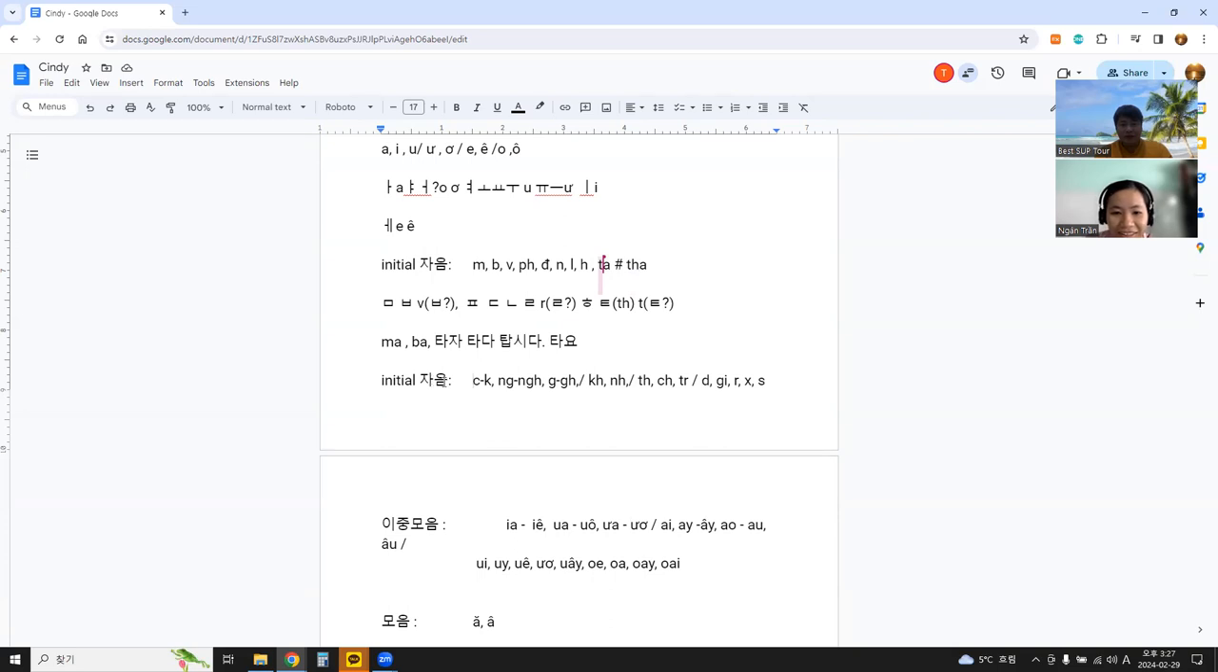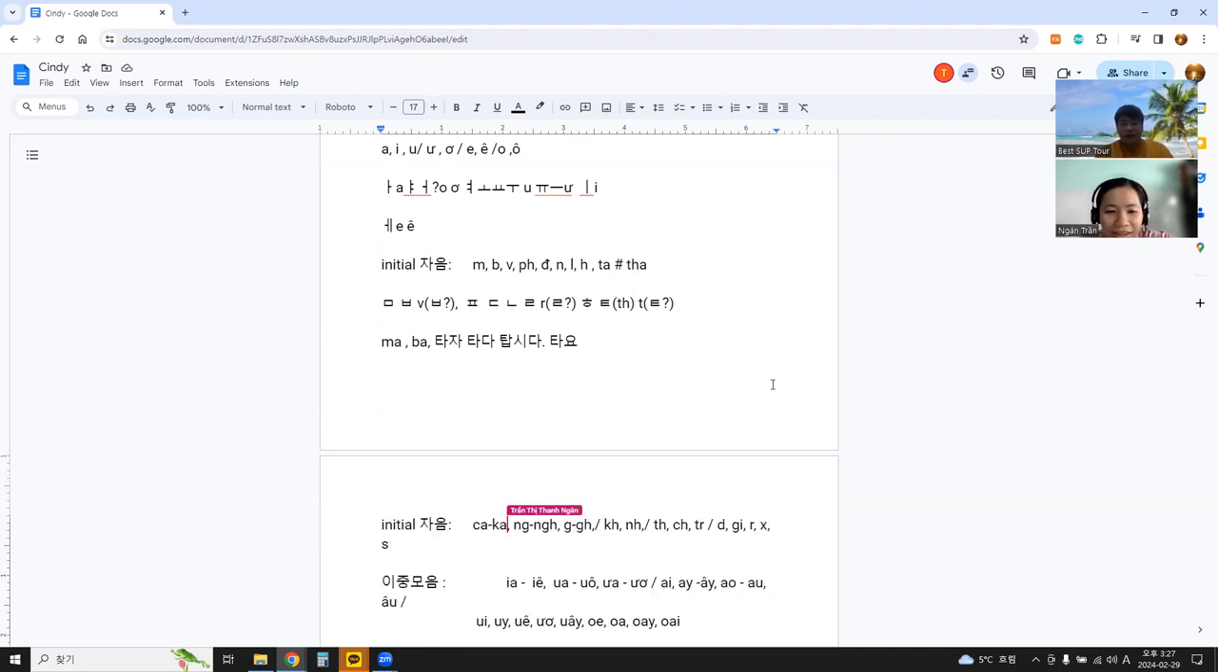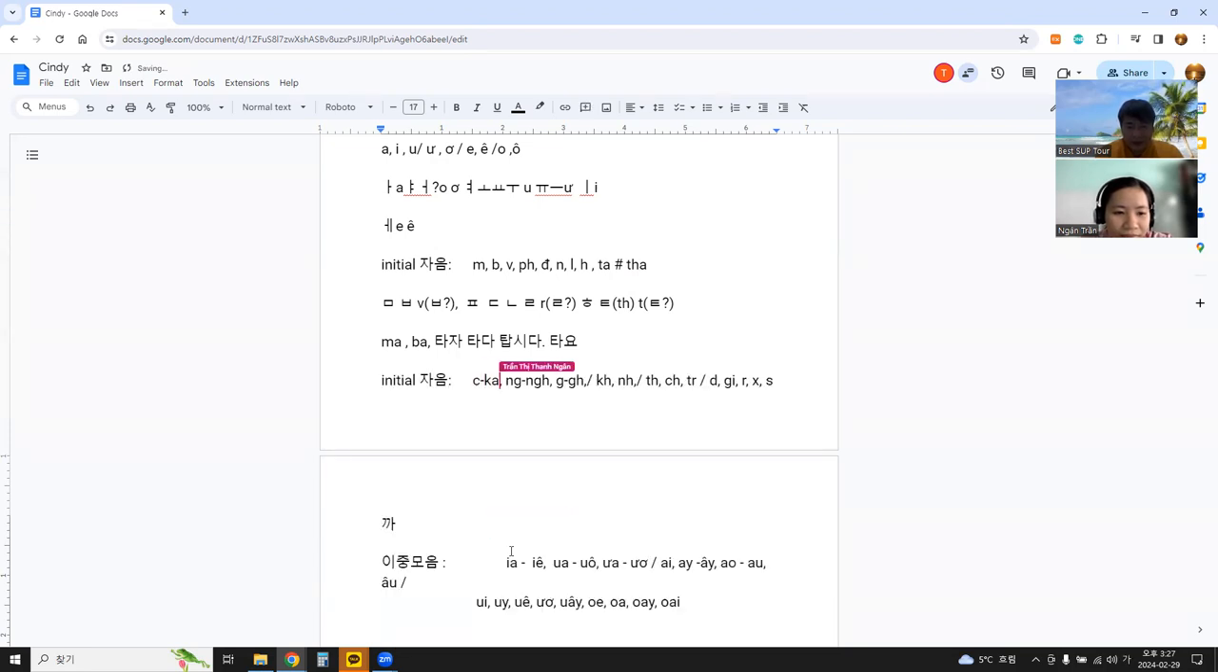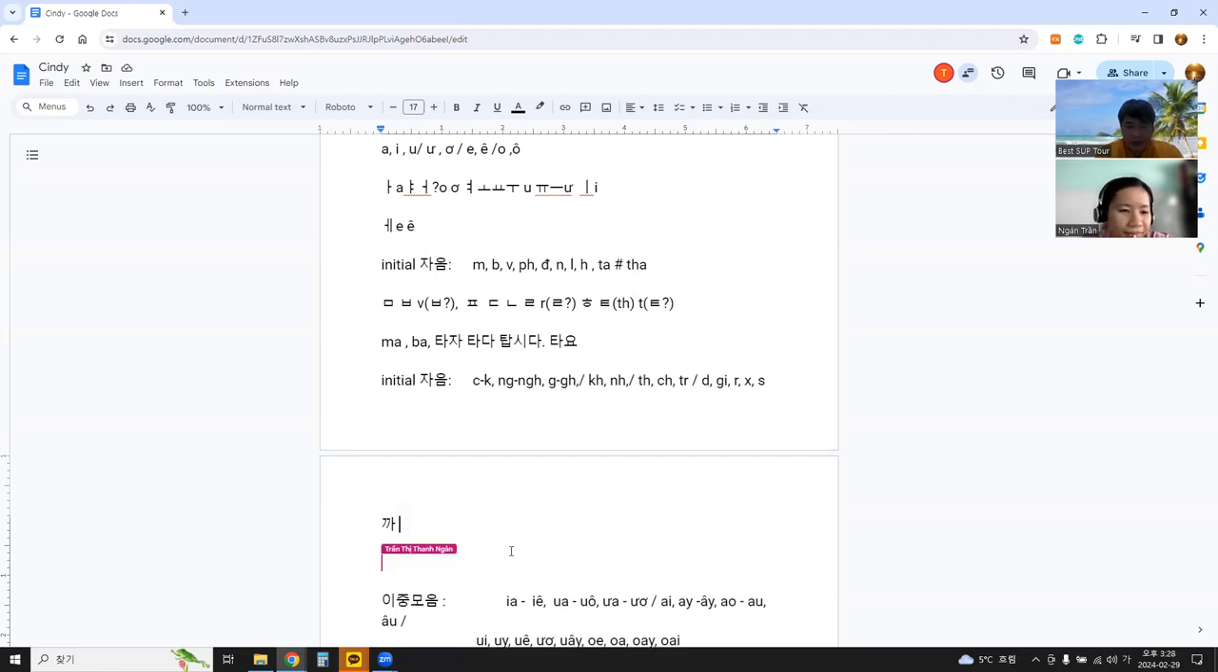This one is similar. It's more basic. C and K sound the same. Like good. You say it. No. Good. Okay. Ga. Ga. The same. In Tiếng Anh, ga. In Tiếng Hàn, ga.